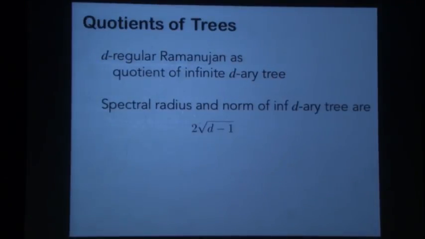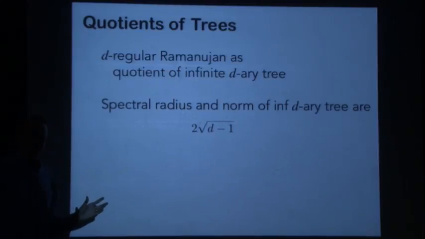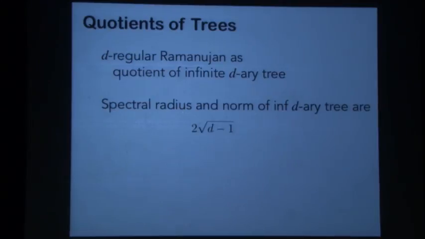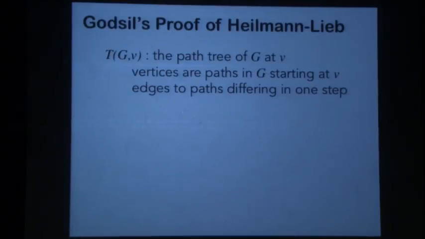And really what you can do is view the d-regular Ramanujan graph as a quotient of the infinite d-ary tree, and it's a nice quotient. And you can check that the spectral radius of the infinite d-ary tree is 2 root d minus 1. So that is where the 2 root d minus 1 comes from. And actually, you can also argue that that is where Heilmann and Lieb's 2 root d minus 1 comes from if you look at it the right way for the matching polynomial. But to do that, I will tell you a different proof of their theorem due to Godsil. Or at least you can think of it as a reinterpretation of their proof that's very combinatorial.